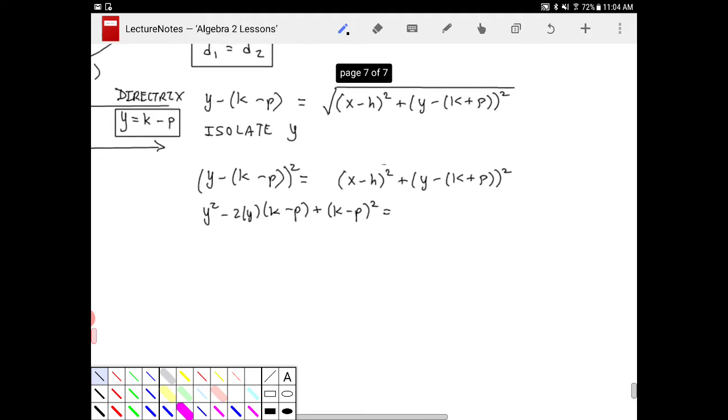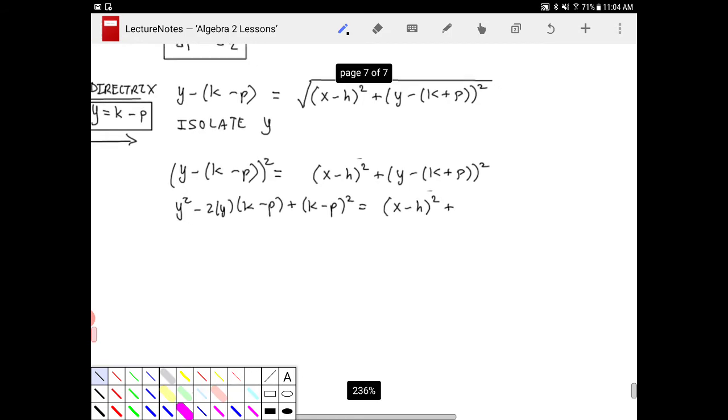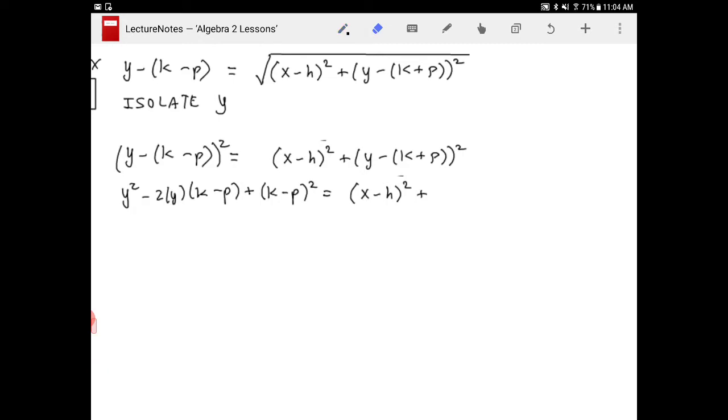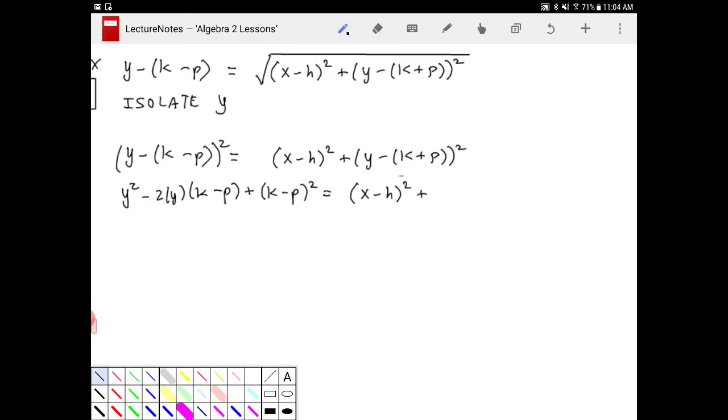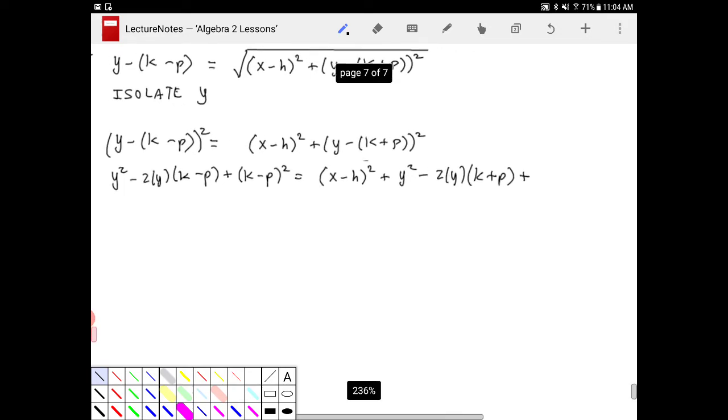And on the right-hand side, we have very similar things. And just like last time, I'm strategically choosing not to FOIL x minus h, because my goal is to not come up with the equation as x equal to something, but instead as y equal to something. So it doesn't matter whether I work with x or not. So I'm choosing not to FOIL that out. On the right-hand side, I'm left with y squared minus 2 times y times k plus p plus k plus p squared.